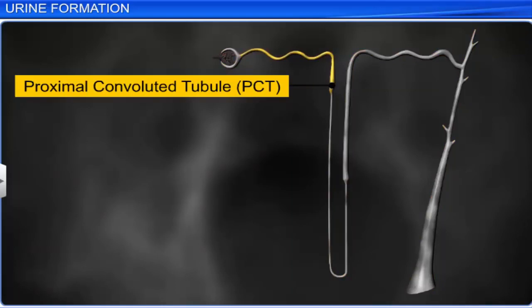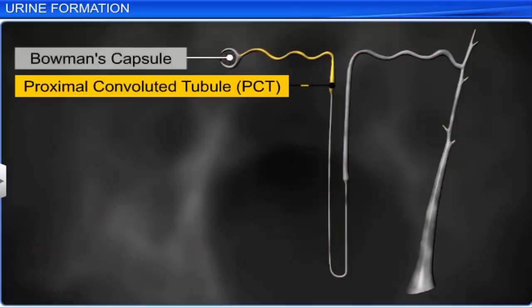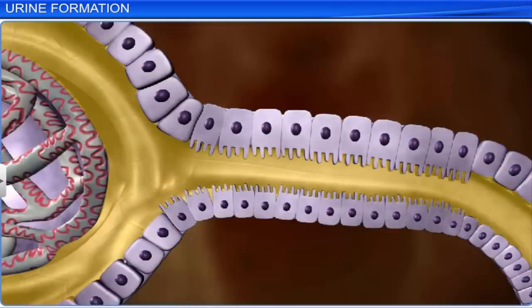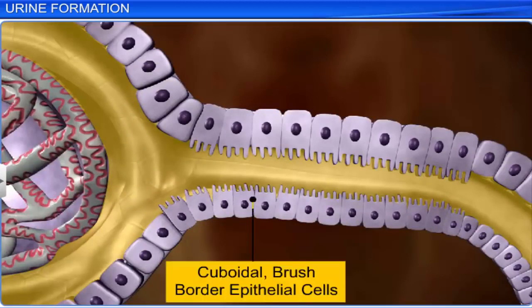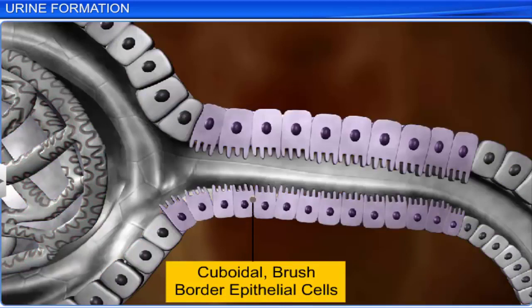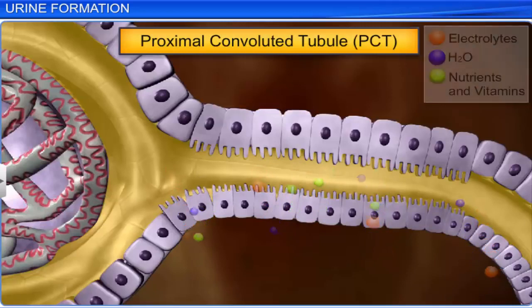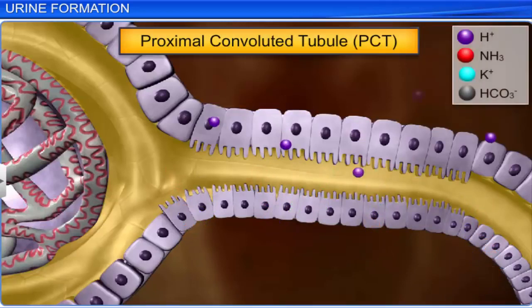The proximal convoluted tubule is the section of the nephron situated between Bowman's capsule and Henle's loop. The glomerular filtrate from Bowman's capsule enters this tubule, which is lined by cuboidal, brush border epithelial cells that help to increase the surface area for reabsorption. The proximal convoluted tubule reabsorbs about 70 to 80% of the electrolytes and water and almost all the essential nutrients and vitamins. It also selectively secretes ammonia, hydrogen ions and potassium ions into the filtrate and absorbs bicarbonate to maintain the pH and ionic balance of body fluids.